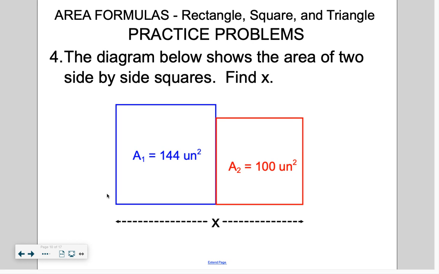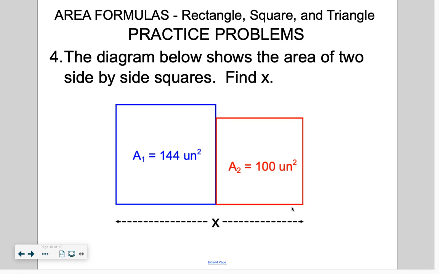Give yourself a chance to look at that. All right, so we got 2 squares that are side by side, and you're being given the areas of both of them, but being asked to find x. Well, it looks to me like x is one of the blue sides plus one of the red sides. So if we can find one side length of the blue square and one side of the red square, we might be able to find x.